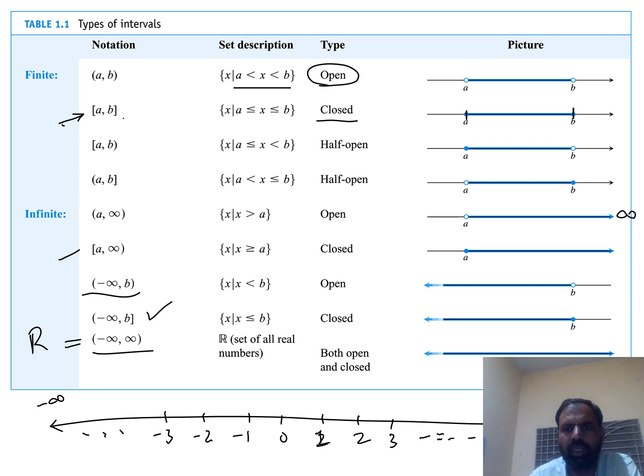Minus infinity to b: we write all the values behind b. If we write minus infinity to b with a closed interval, it means b is included, and behind b all values are included. If we write minus infinity to infinity, it is both open and closed, so it is the set of all real numbers. You can also write it as R.